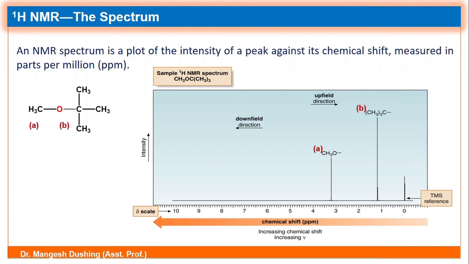If there is a minus I effect or minus R effect, then the chemical shift will be higher. If there is a plus I effect or plus R effect, then the chemical shift is lower.